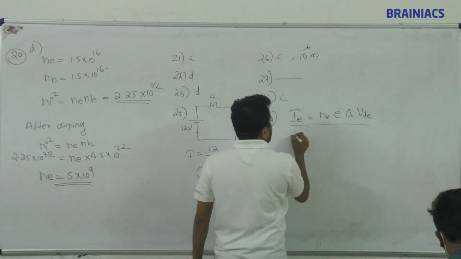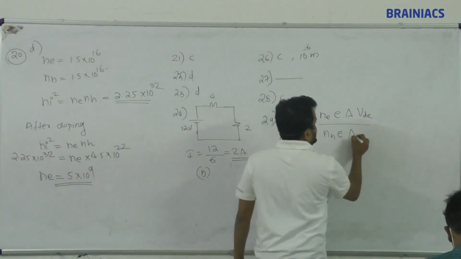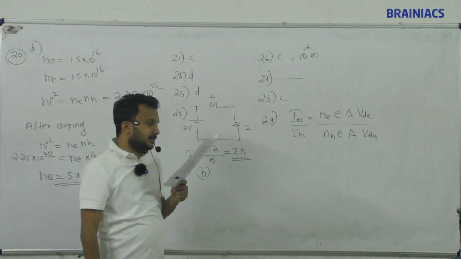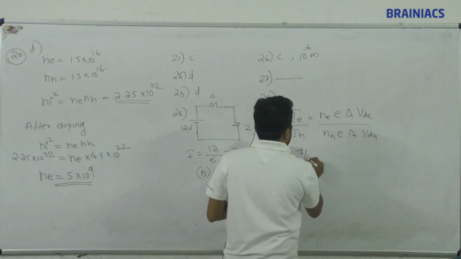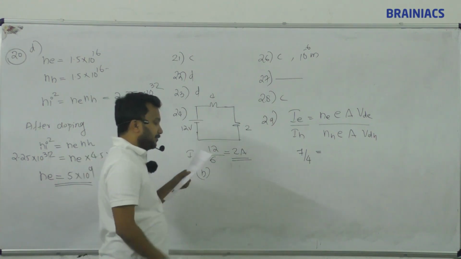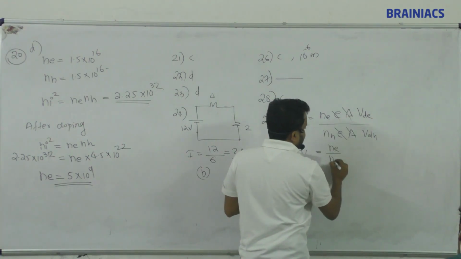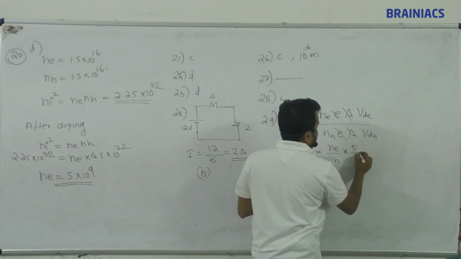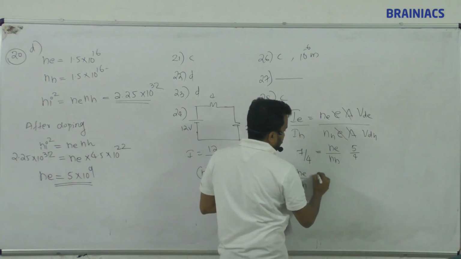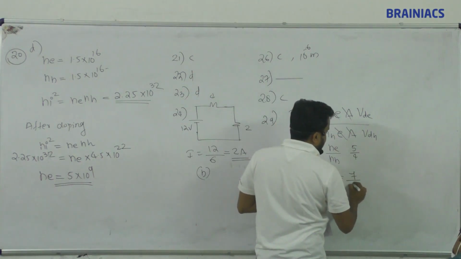Divide left side and right side, IE by IH. Number of holes, electronic charge, the charge is the same for holes, area is the same. What is IE by IH given? 7 by 4. So we'll substitute 7 by 4 is equal to NE by NH, the concentration ratio we need to find out. The drift velocity ratio is how much? 5 by 4. So the 4 and 4 cancel. Okay, 7 by 5.